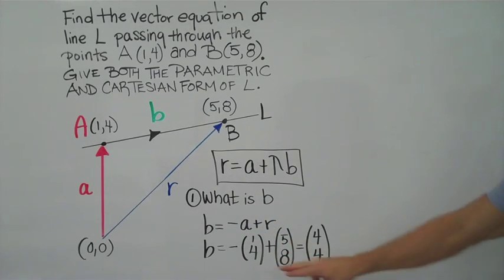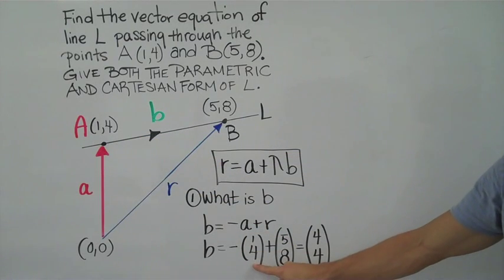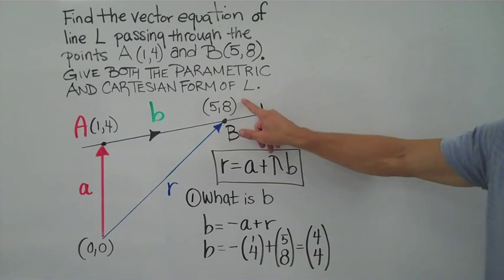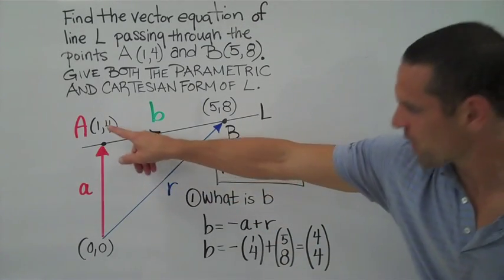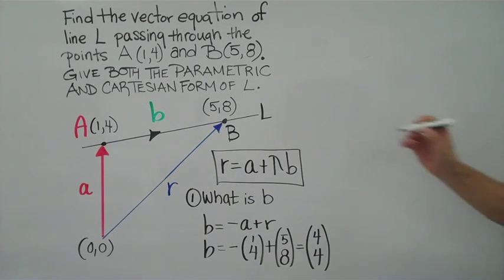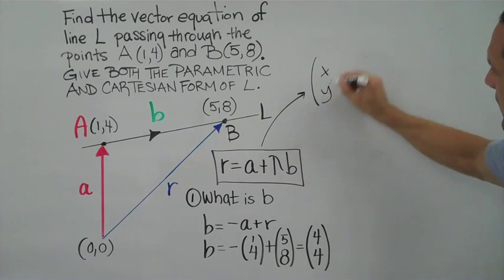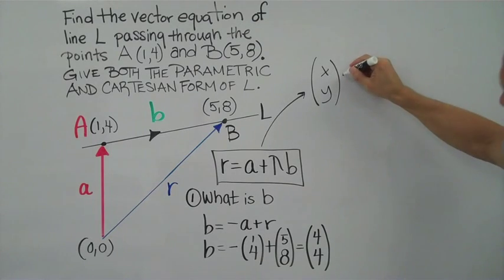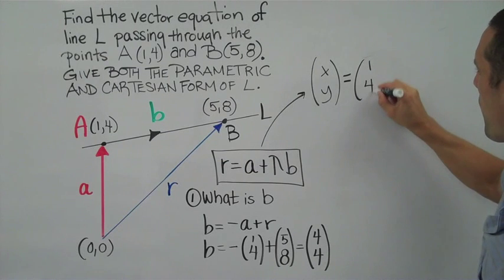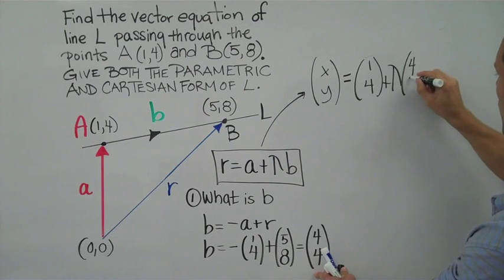The opposite of A plus R, well, we know A is over 1 up 4, so its vector is 1, 4. And we know that from 0, 0, this one is 5, 8. So the opposite of 1, 4 plus 5, 8 gives us 4, 4. That's B. And I can now start to fill this in. X, Y, which is the general R, or sometimes you see it written just as R, is equal to A. Well, A is 1, 4 plus lambda times 4, 4.